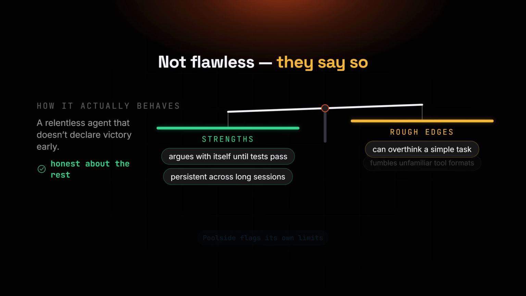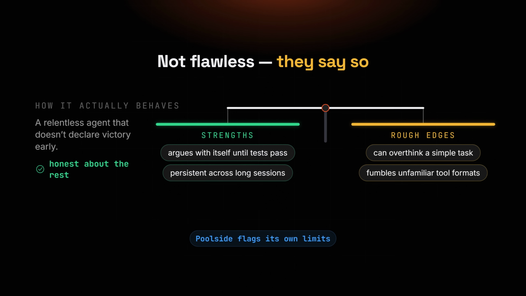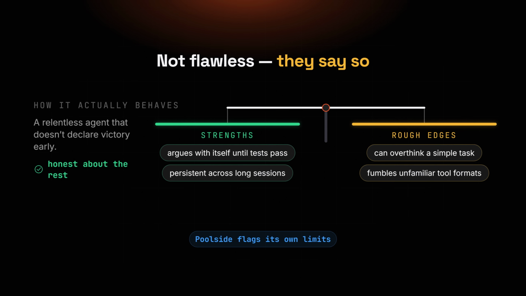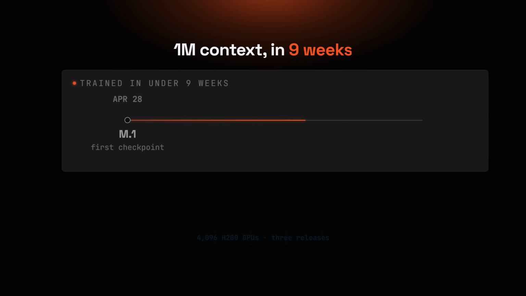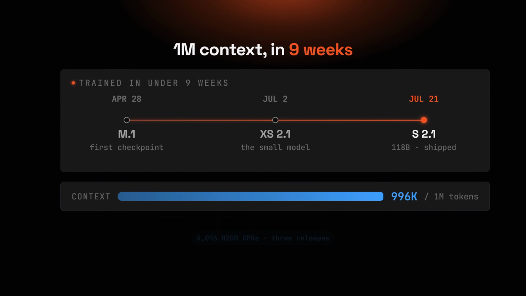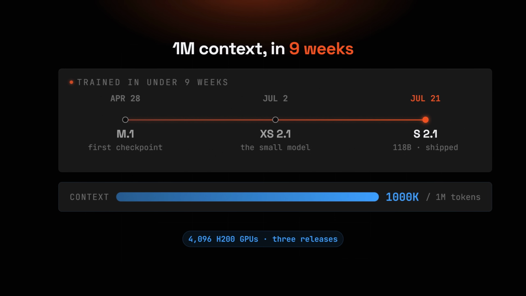It is not flawless, and Poolside says so out loud. It can overthink a simple task for ages, and it sometimes fumbles an unfamiliar tool format. But an open model that argues with itself until the tests actually pass is a genuinely new kind of thing to own. It ships with up to 1 million tokens of context and an open license, and it went from the first day of training to launch in under 9 weeks. That release cadence is its own kind of warning shot.